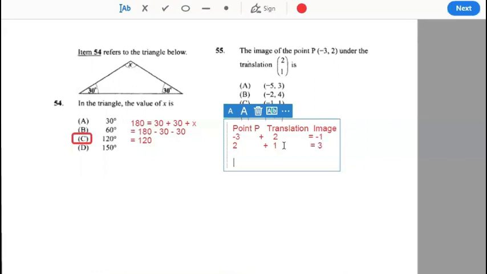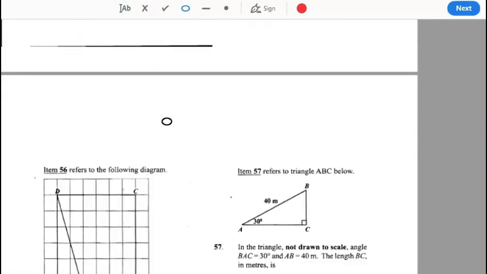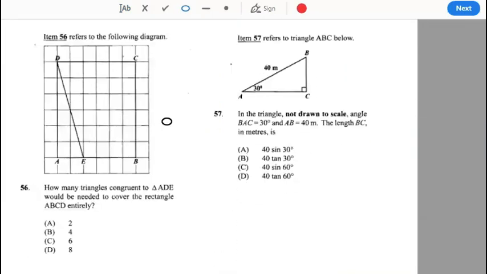So our answer is -1, 3. And that is our image. So our answer is D, guys. We're almost there, just a couple more minutes.